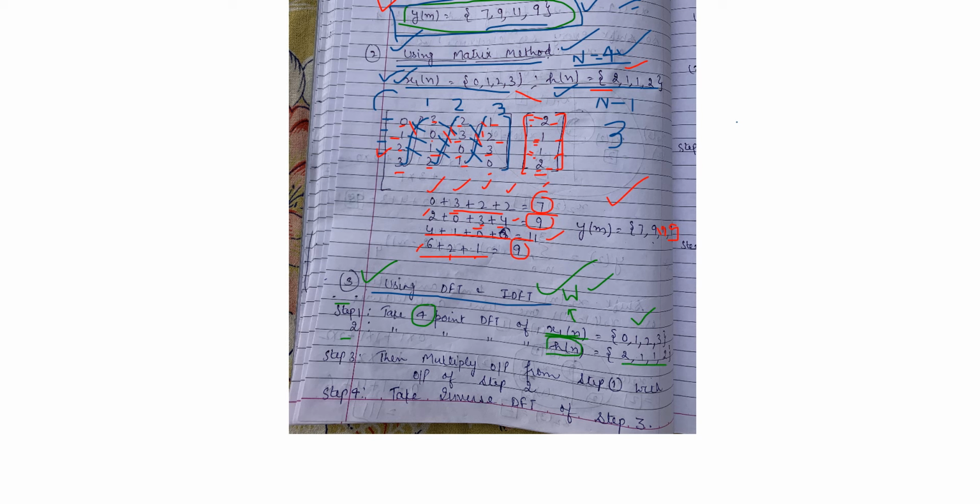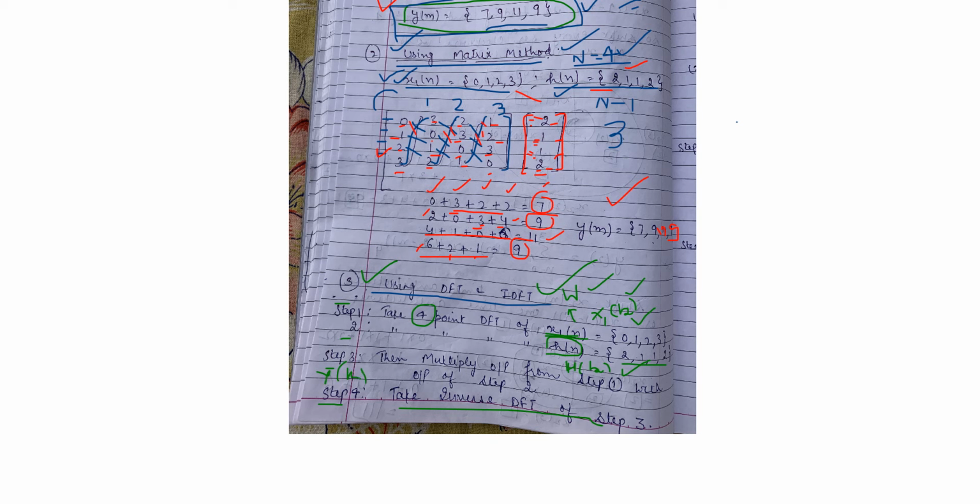Step 3 is to multiply the outputs from step 1 and step 2. If we write the DFT of x1 of n as x1 of k and the DFT of h of n as h of k, then in the third step, multiply x1 of k with h of k. Then the last step is to take the inverse DFT of step 3. This will be your answer. Here you can write y of k at step 3.